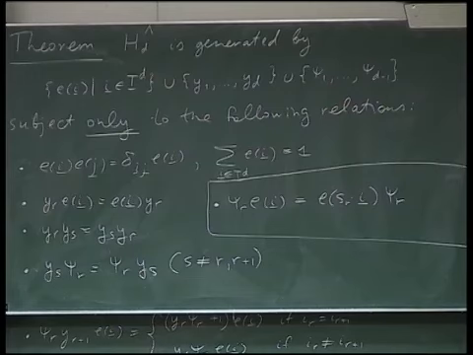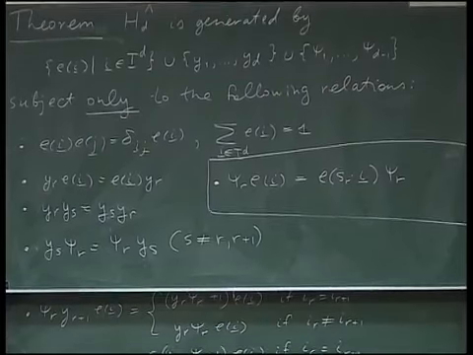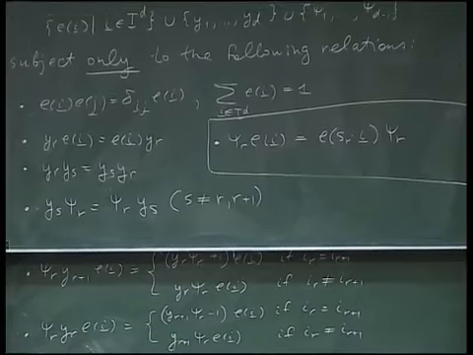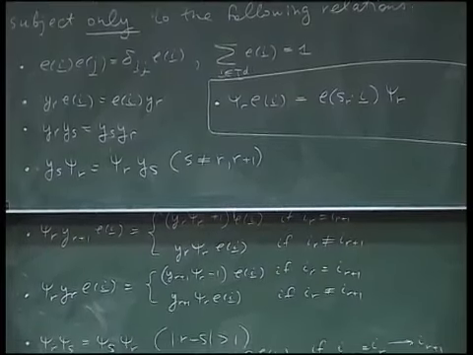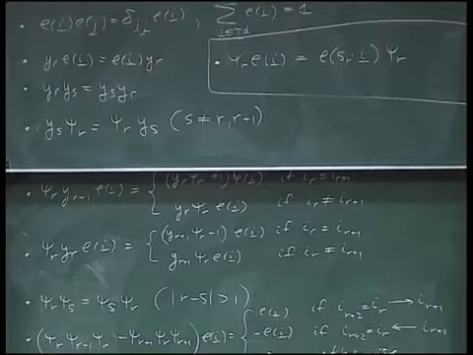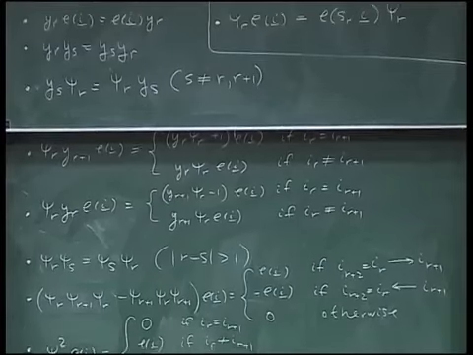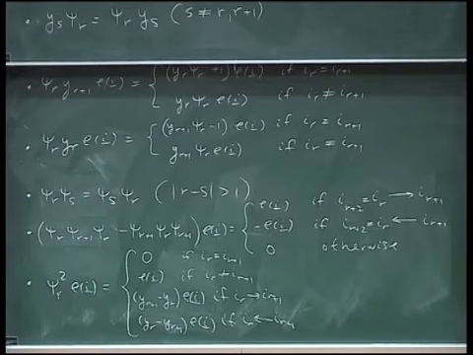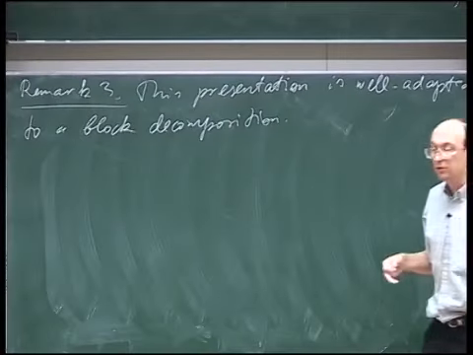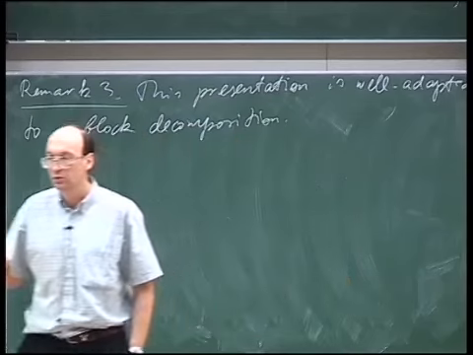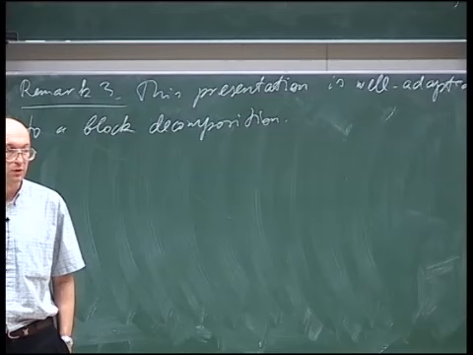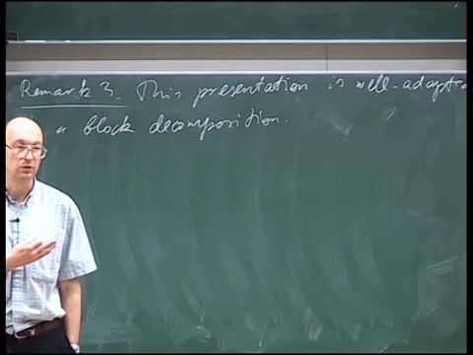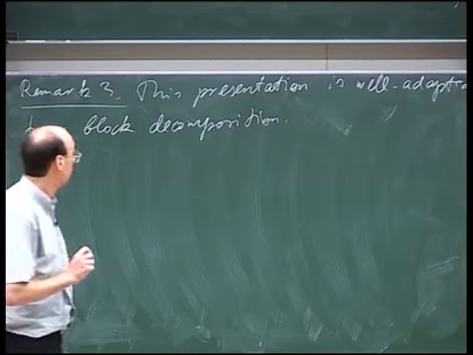Okay, so this is remark 3. This presentation turns out to be well adapted to a block decomposition of our algebra. And again, I could do this block decomposition in various ways, using abaci or cores and all the usual combinatorial stuff. But the nicest way to do it is using Lie theory notation again, and it comes out extremely smoothly. So all I have to do is this.